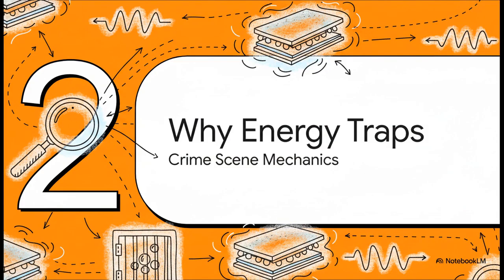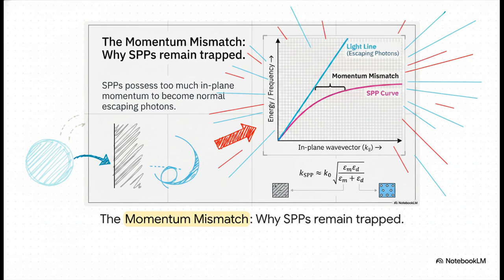Section 2. Why energy gets trapped. Let's dig into the crime scene mechanics. The answer to why it gets trapped really comes down to a fundamental momentum mismatch. If you map it out, the SPP curve sits entirely to the right of the escaping photon light line. In physics terms, for typical metal-dielectric interfaces, the in-plane wave vector of the SPP is significantly greater than the wave vector of ordinary light in the dielectric. Put simply, the SPP has way too much in-plane momentum to cross the boundary into free space and become a normal escaping photon. Unless you provide an additional momentum boost, like adding a grating or surface roughness, that energy has literally nowhere to go but into the metal to be absorbed.